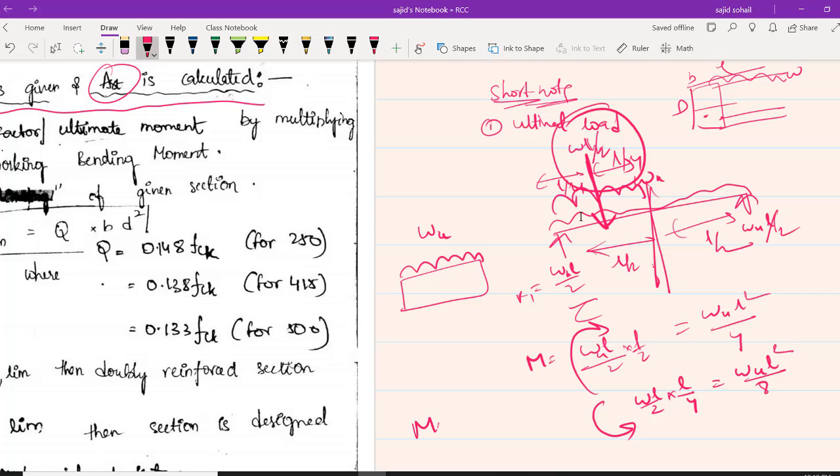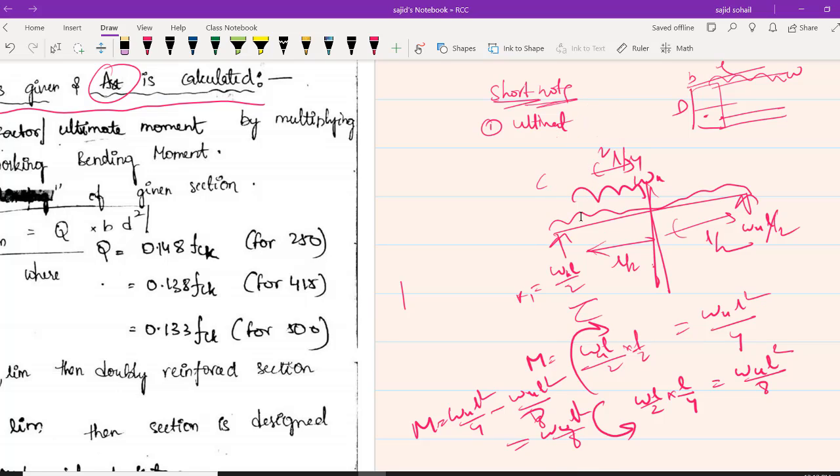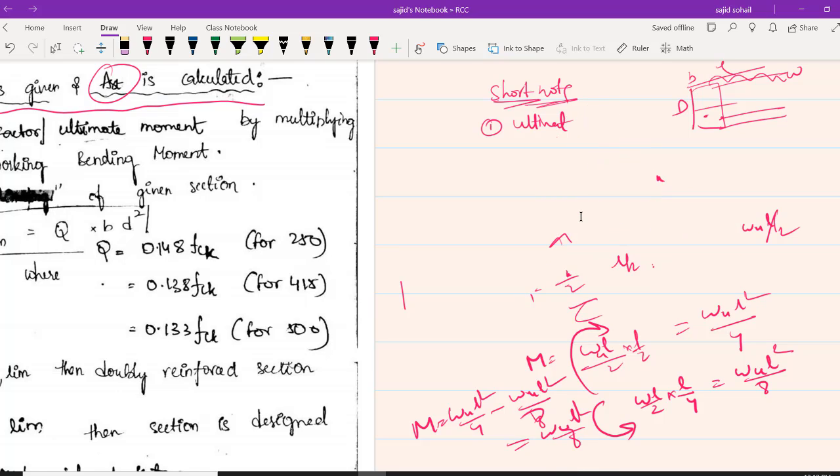So what is your total moment? WU L square by 4 minus WU L square by 8. How much you will be getting? WU L square by 8. यही तो कहा था मैंने. So if you have a simply supported beam having UDL, आपका diagram कुछ इस तरह रहेगा and this will be W L square by 8. Right? End of story.